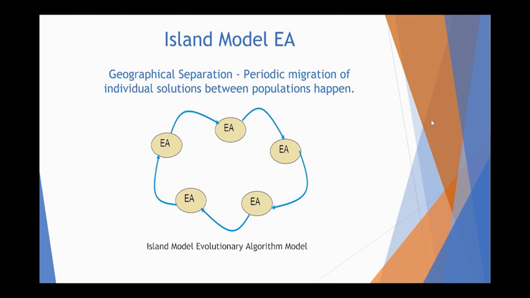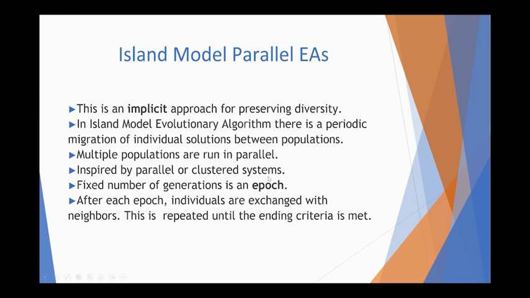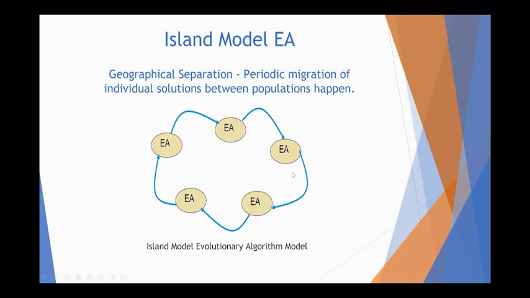Here is the model depiction. Here we can see that there is a geographical separation between the evolutionary algorithms, and a periodic migration of individual solutions is happening between populations. Here, each EA is an epoch, that is, a group of a number of generations of evolutionary algorithms.